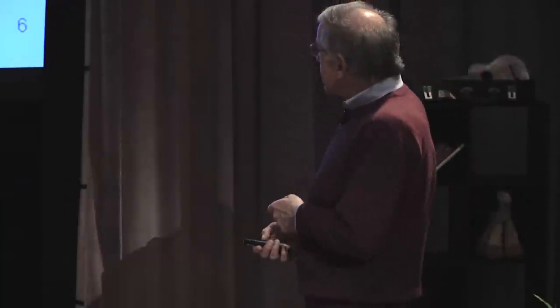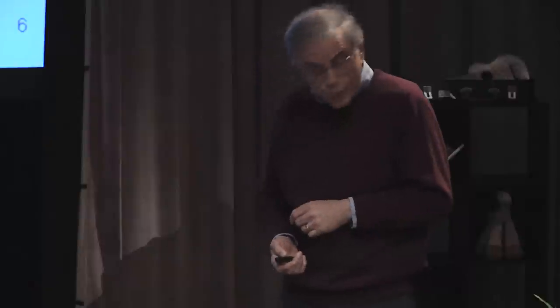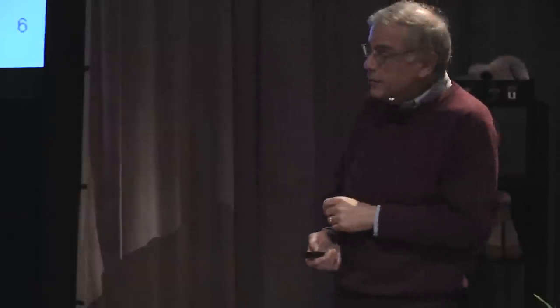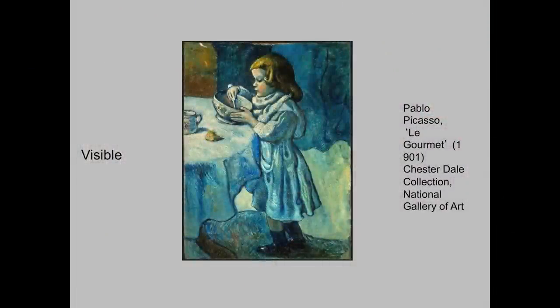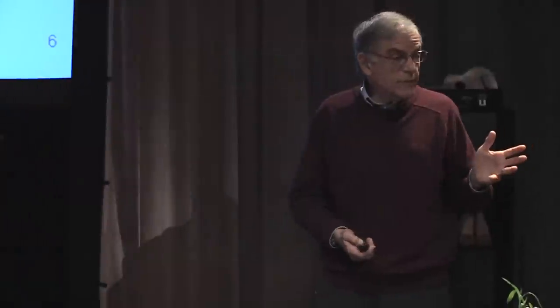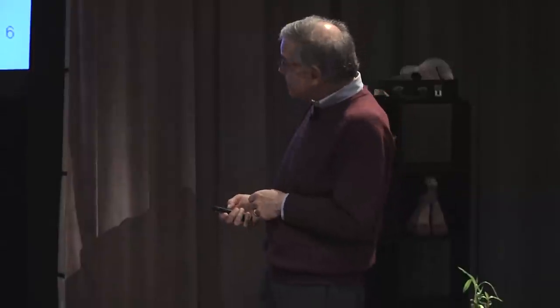Well, let's look at this famous painting by Picasso, which you can go today to the National Gallery of Art and look at. It's hanging on the wall, called Le Gourmet, and what you will see looking at it is this. And that's a very nice and interesting painting. What happens, however, if you look at it in different ways? In particular, one could X-ray it, which would yield an image that looks like that, which doesn't look particularly interesting, but you might see hints of something in there.